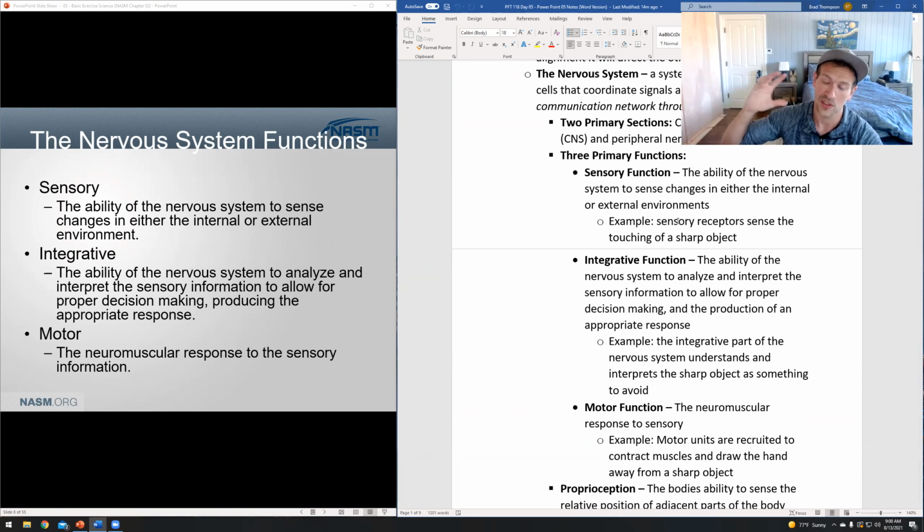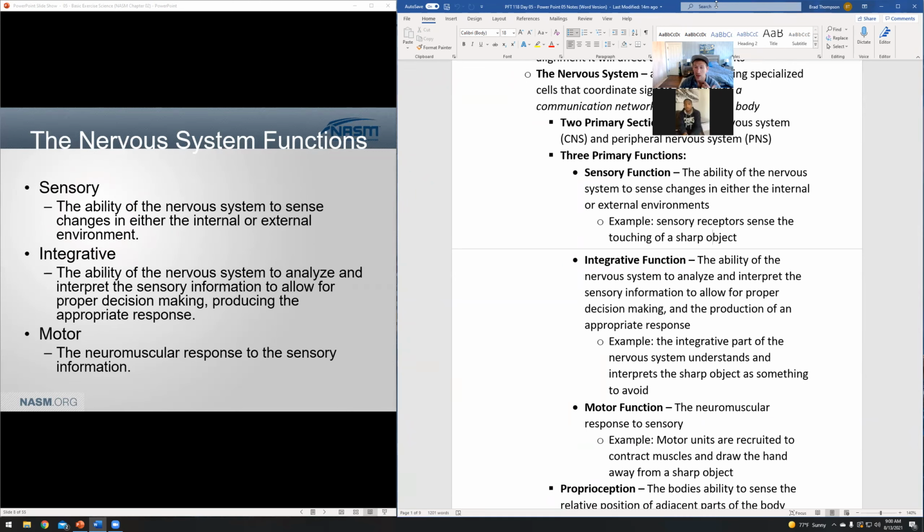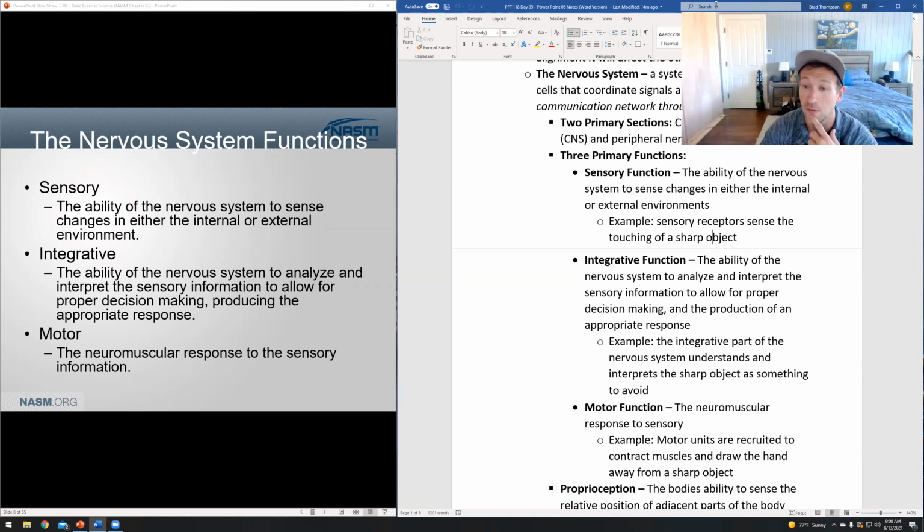It's going towards the brain. You guys might remember from yesterday, we were talking about sensory neurons, neurons that are traveling in the direction of the brain. Well, those are the ones that are responsible for sensory function. So that's one of the main roles. And by the way, this isn't just your external environment, it's also your internal environment.